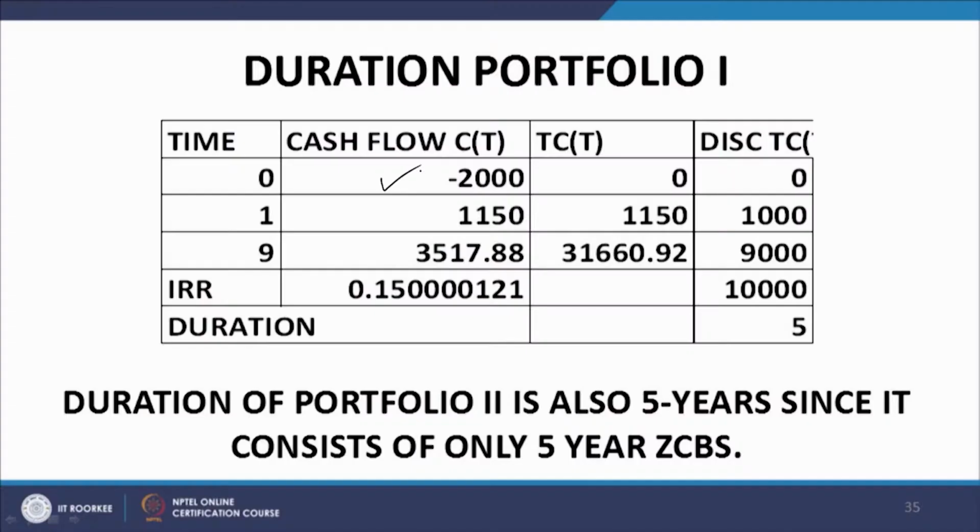Minus 2000 is the initial investment, 1150 is the redemption value of a bond of maturity 1 year, 0 coupon bond trading at a YTM of 15% and initial value 1000. Similarly, 3517.88 is the redemption value of a 9 year 0 coupon bond trading at a YTM of 15% and having an initial value at T equal to 0 of 1000.